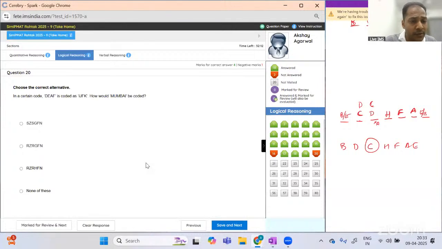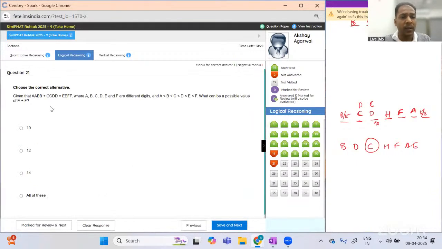In a certain code, DEF is coded as IJFK. 4516: 4 is coded as 9, 1 is coded as 6, plus 5 plus 5. Mumbai would be coded as M is 13, M plus 13 plus 5 is 18. Should start with R. U is 21, should become 26. Then B is 2, should become 7. A should become F, and I. I is 9, 9 should become N. Yes, the answer is option B.